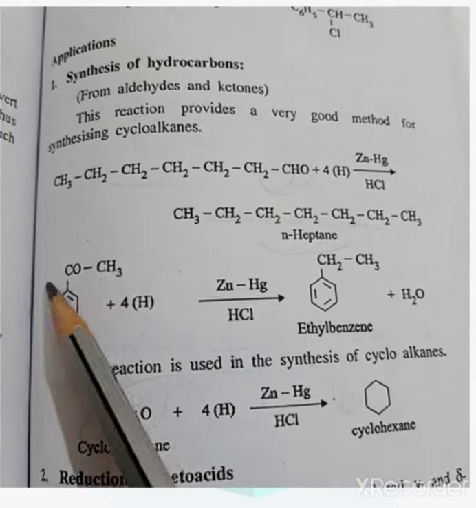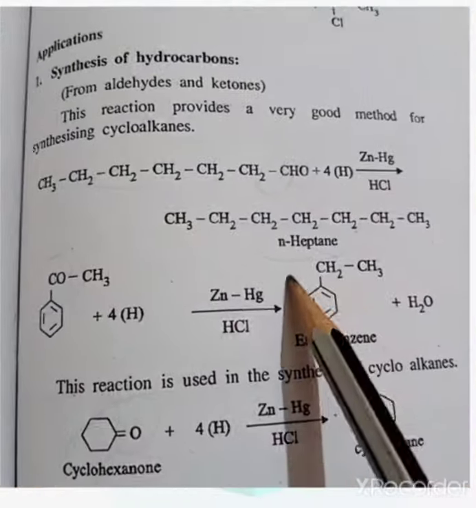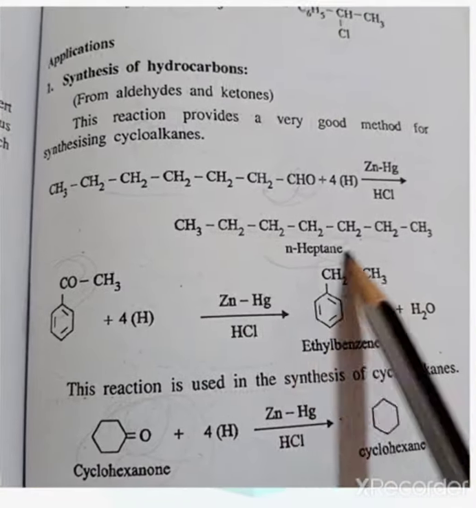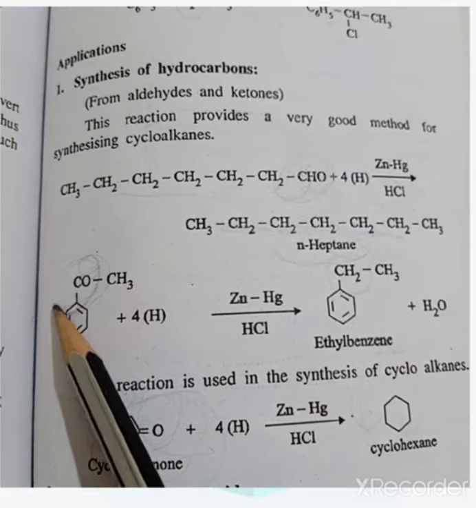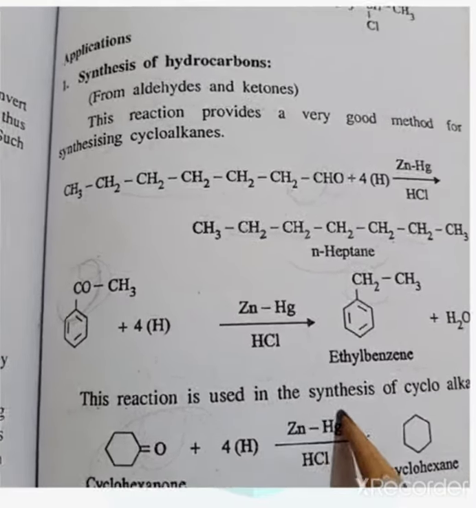Again, the ketone group is removed and replaced with a CH2 group, giving ethylbenzene. Only the C=O group is replaced, by CH2. This is a reaction for the synthesis of cycloalkanes.